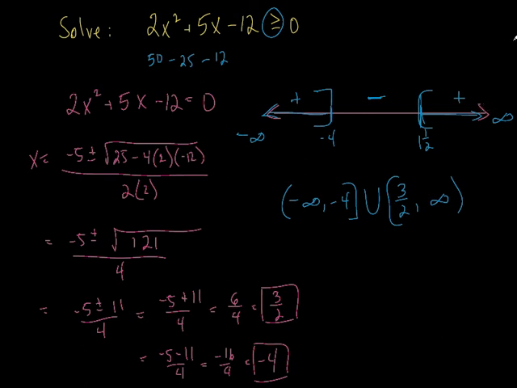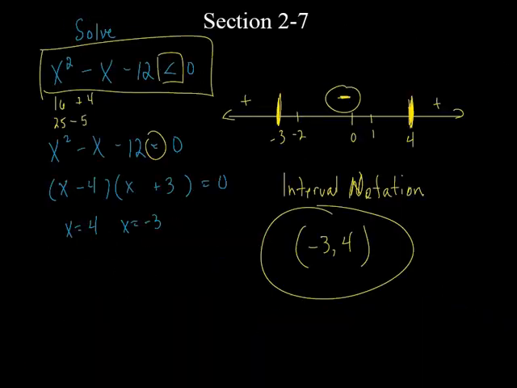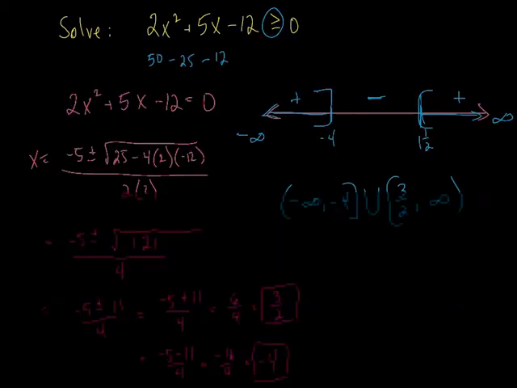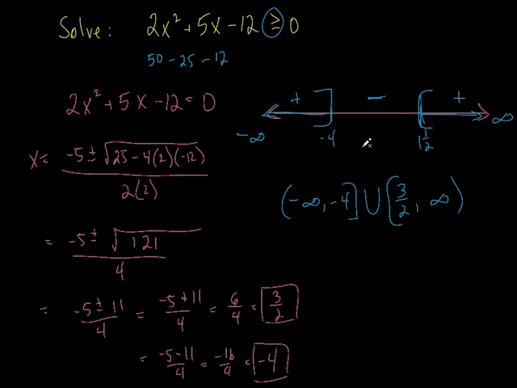Did you see that? But I can have a number that is greater than negative 3 and less than 4. So this would be an and, and this would be an or. I could either have a number that's less than negative 4, or a number that's greater than 1.5 or 3/2. That's my answer right there, by the way. That's how I would write it, exactly like that.